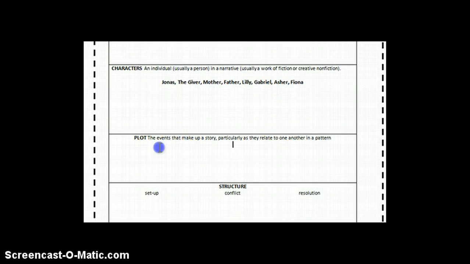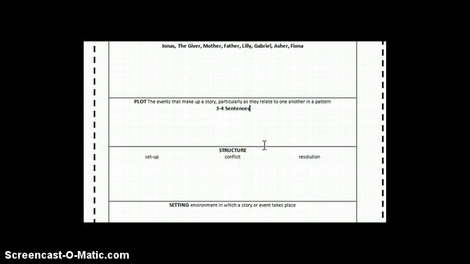Moving down on the page, what this really wants you to do is sum up the whole story in like 3 or 4 sentences. The events that make up the story. So put them in order, kind of what happens to Jonas, beginning, middle, end. So right here, probably 3 to 4 sentences. What happens during the story.